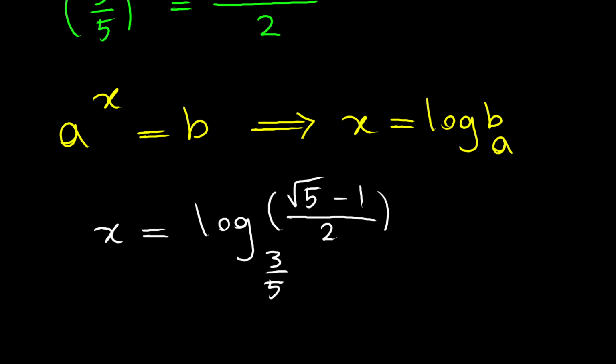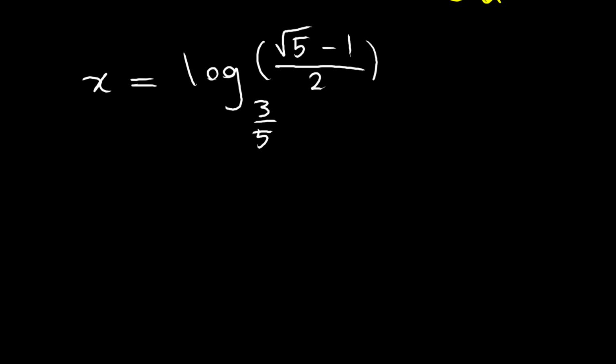Now this is not a simple number, but if you manage to plug this into a calculator, you will see that this is approximately equal to 0.942. So x is approximately equal to 0.942, and that means that we managed to solve this for x.